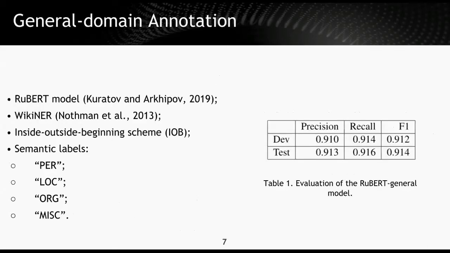We then use the RuBERT model fine-tuned on Wikiner for the Russian language to obtain general domain annotation. RuBERT is a monolingual BERT model for the Russian language, which outperforms multilingual BERT over a number of NLP tasks for the Russian language. We use this architecture for both the general domain model and the final model.